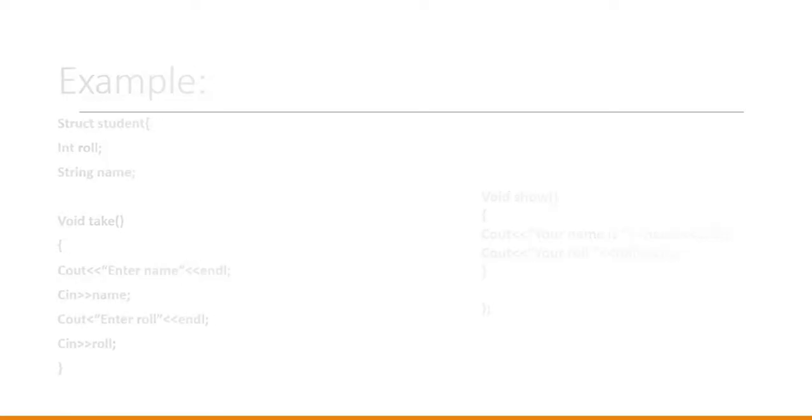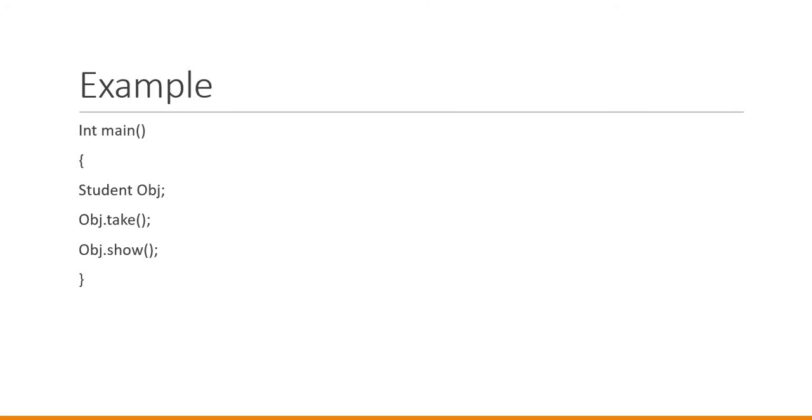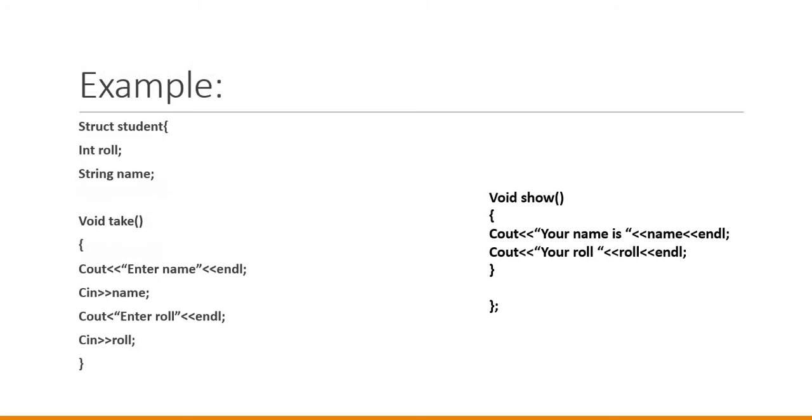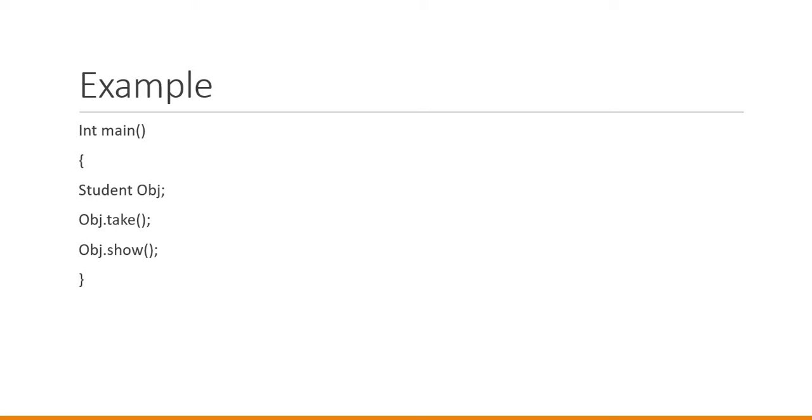So next is how to call or use the structure in the main function. To use the members of the structure in the main function, we need an object, that is the student object. In this case, object.take will call the take function from the structure, that is this void take. So object.take will call the take function, and then object.show will call the show function.